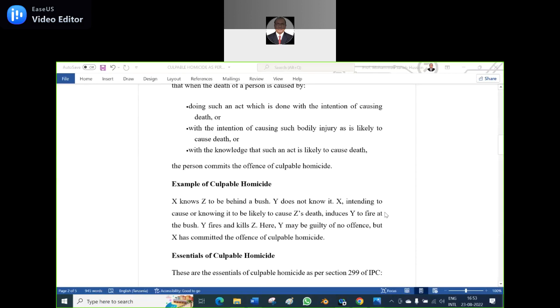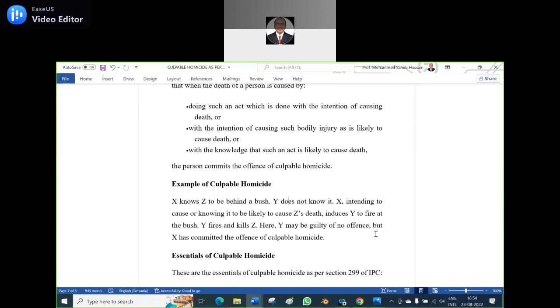Then the example of culpable homicide given here is: X knows Z to be behind the bush. Y does not know it. And X, intending to cause, or knowing it to be likely to cause Z's death, induces Y to fire at the bush. Who is having the bad intention? X. Does Y have any idea who is behind the bush? No, sir, Y doesn't know it. It is clearly mentioned here. And Y fires on the say of X.